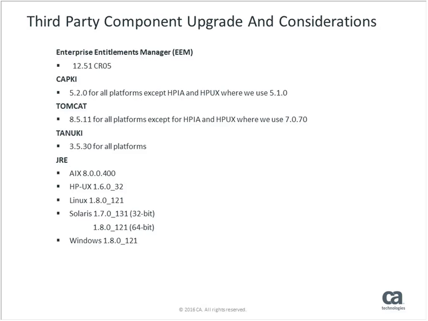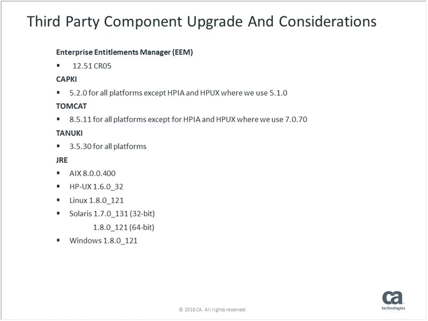So these are the third-party components that have been upgraded in this release. As mentioned in the previous slide, EEM is upgraded to 12.51 CR05. CAPKI is 5.2.0 for all platforms, except for HPIA and HPUX, where we still use 5.1.0 because the CAPKI has stopped the support for HPUX PA risk. Tomcat, again 8.5.11 for all platforms except for HP, where we still continue using 7.0.70. The reason being the JRE version that is available on HP, and latest versions of Tomcat requires latest versions of JRE, which are not supported on PA risk.